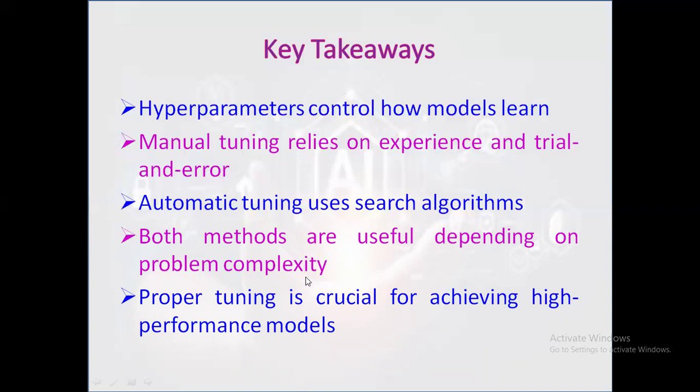The choice between manual and automatic tuning depends on what? Problem size, resources, and required accuracy. And proper tuning is important for achieving a high performance model, no matter how advanced the algorithm is. Good hyperparameter selection is essential for achieving reliable and accurate machine learning models.